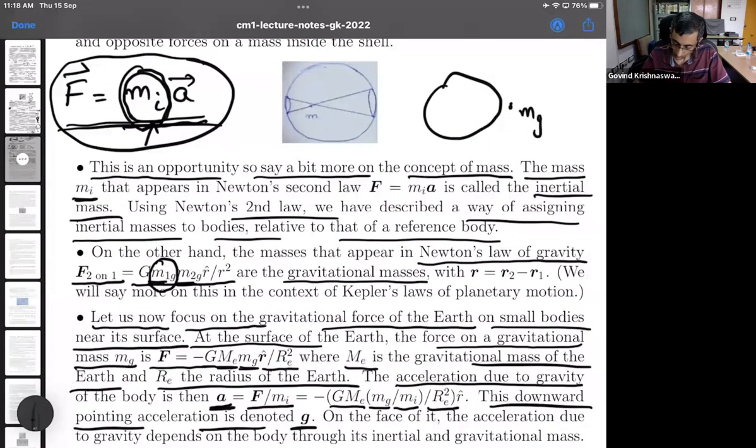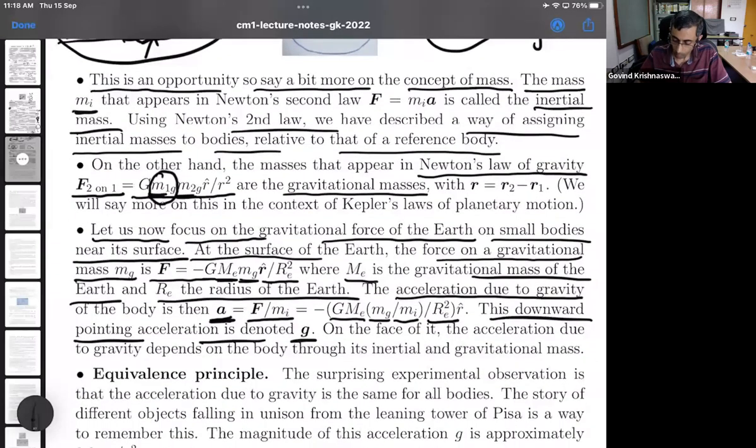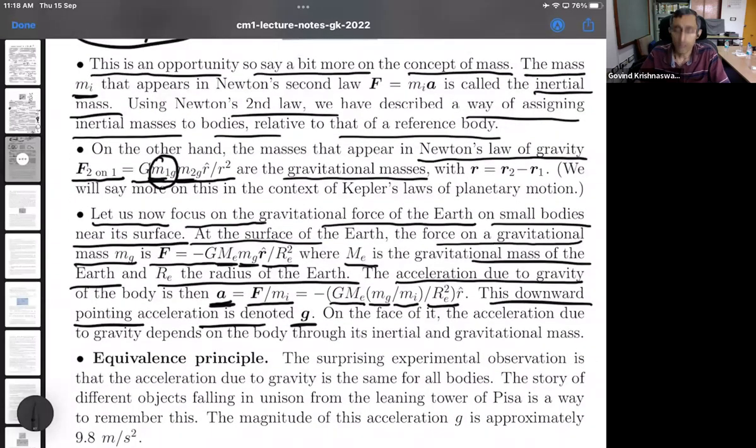All right. Are you with me here? I have found the acceleration due to gravity on a mass m_i and found that it has this formula, near the Earth's surface. I hope that is clear.